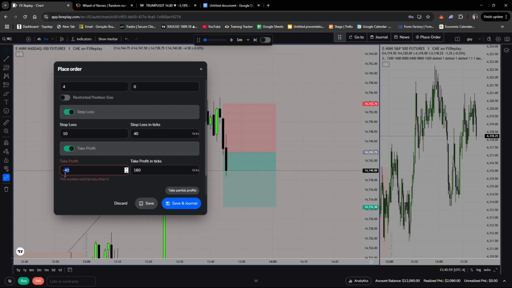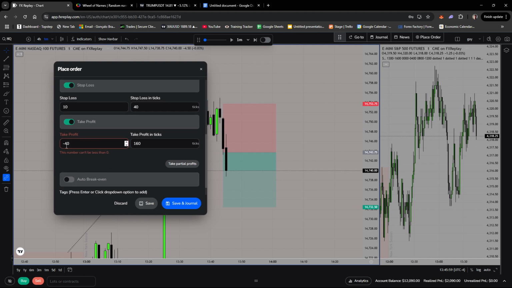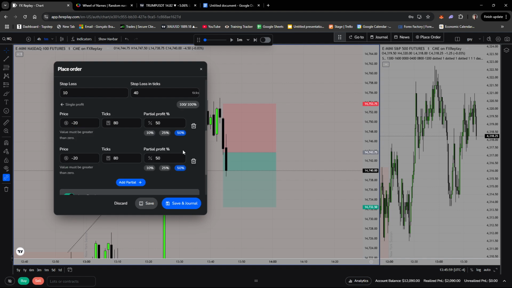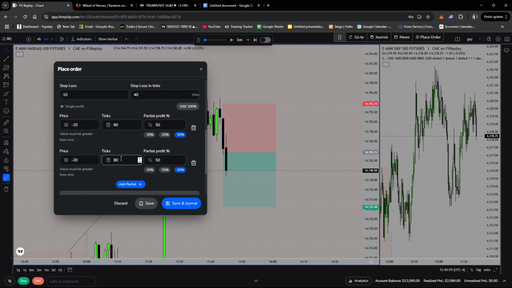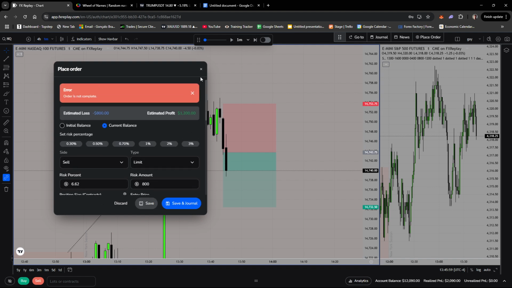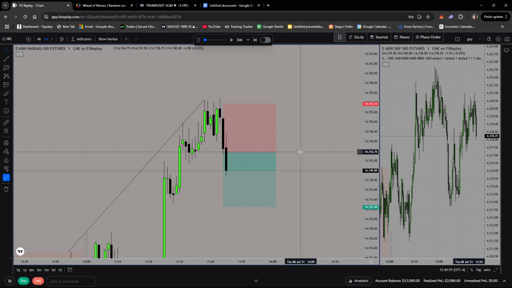It's doing something strange again. The number can't be less. I don't know what. It's not us. There we go. Or break even. 0.9. Take partials at 20. At 40. I'm not sure what this minus stuff is. It must be greater than 0. Let's just try that again.